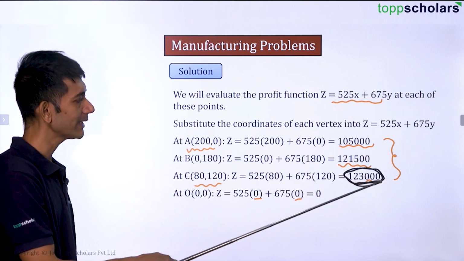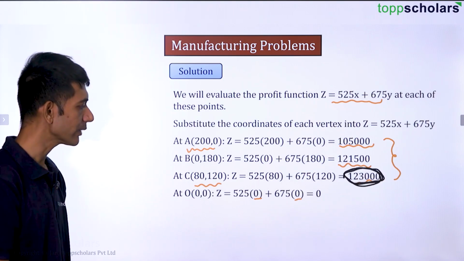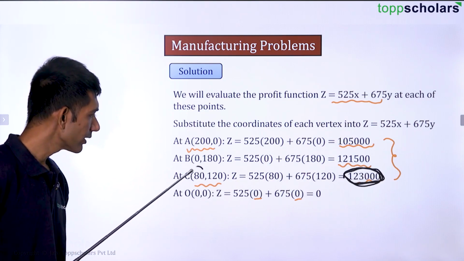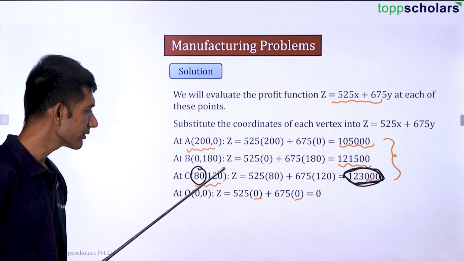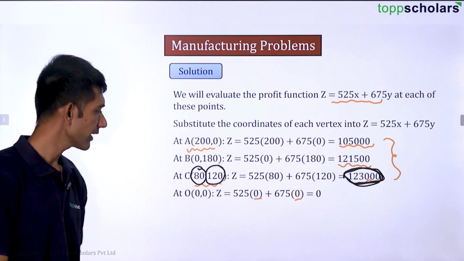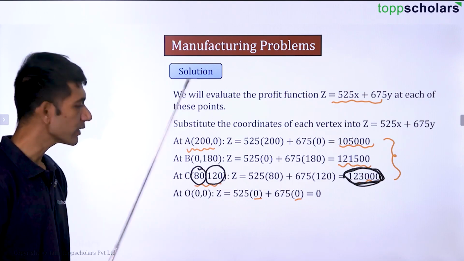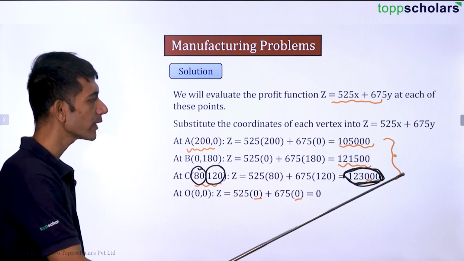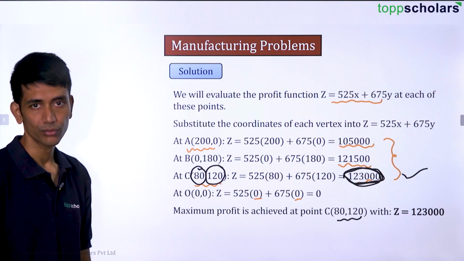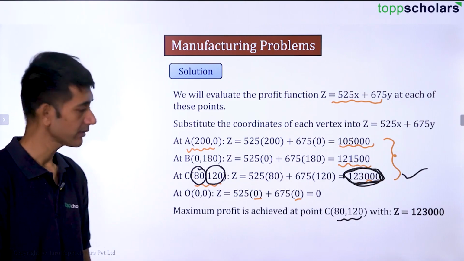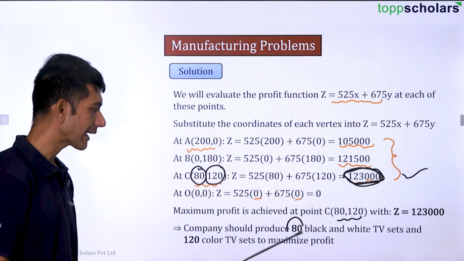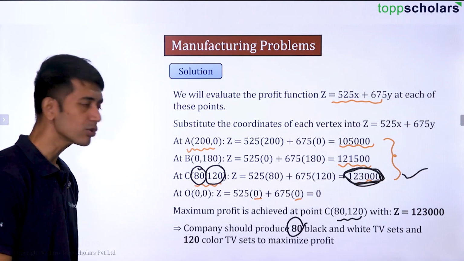1,23,000. So since 1,23,000 is the maximum value, we can say that the manufacturer has to produce 80 black and white TVs and 120 colored TVs. If he produces 80 black and white TVs and 120 colored TVs, he is going to get maximum profit. So see how LPP is so important in real life also. This is related purely to business, right? Okay. So yes, the company should produce 80 black and white and 120 colored TV sets to maximize the profit.